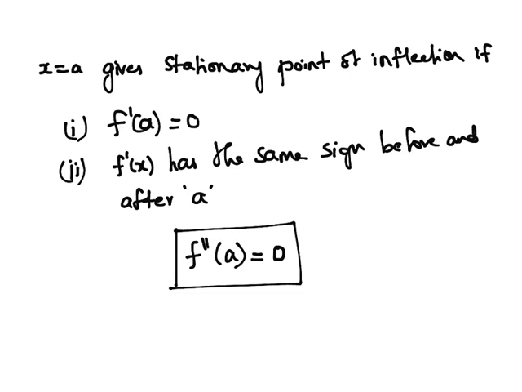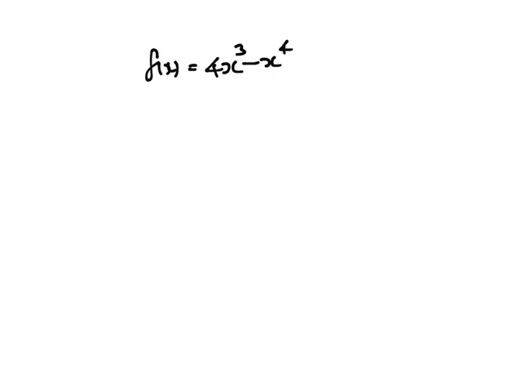So let us see an example where we can find a stationary point of inflection without drawing a graph. Okay, now let us consider this function f of x equal to 4x cubed minus x power 4. Now this particular function has a stationary point of inflection. So let us see what it is. So first find the first derivative. So f dash of x equal to 12x squared minus 4x cubed.